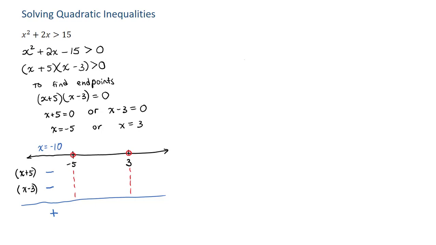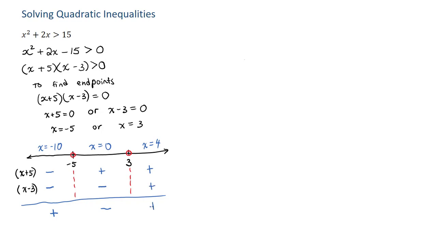For the next interval, let's pick something between negative 5 and 3. Let's say x equals 0. If we substitute in the first factor, we get 0 plus 5, which is positive. In the next factor, 0 minus 3, that's negative. And again, multiplying those two factors together, positive times negative is negative. Next, something greater than 3, let's say x is equal to 4. 4 plus 5 is positive, and 4 minus 3 is also positive.